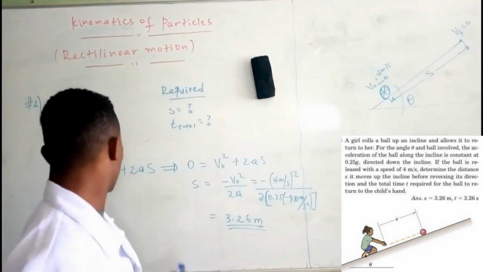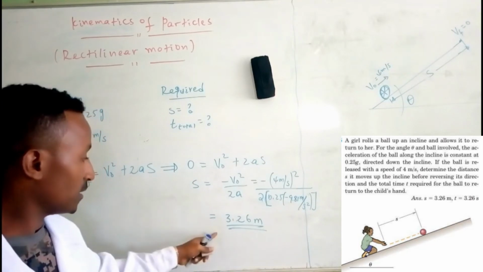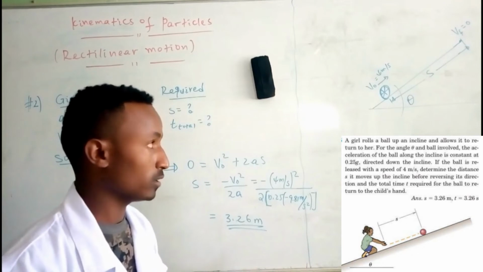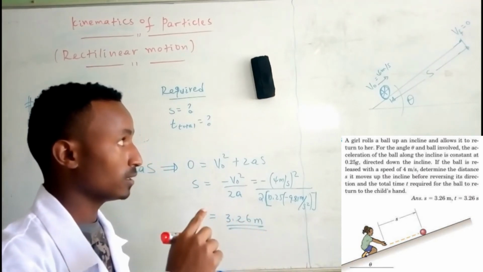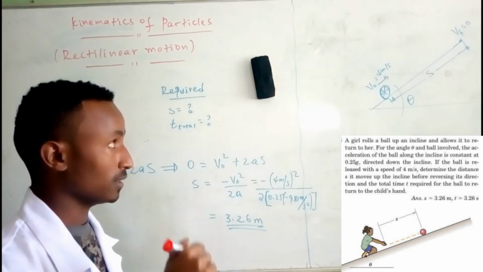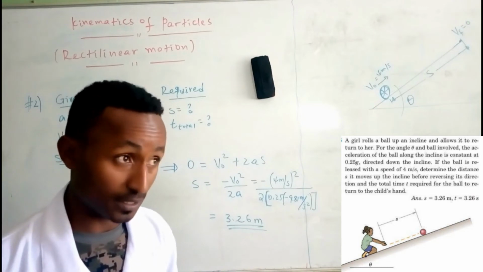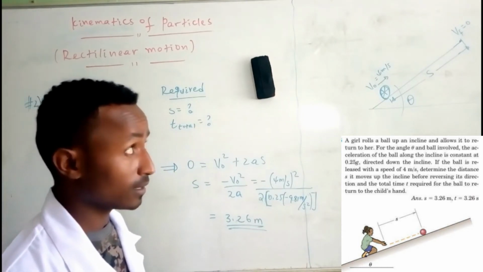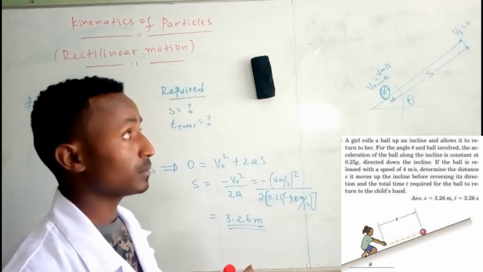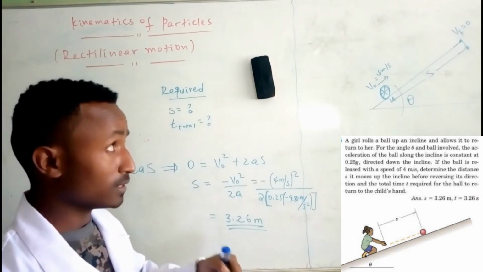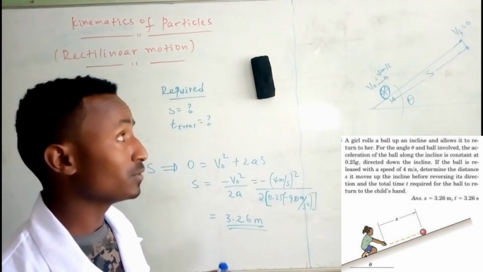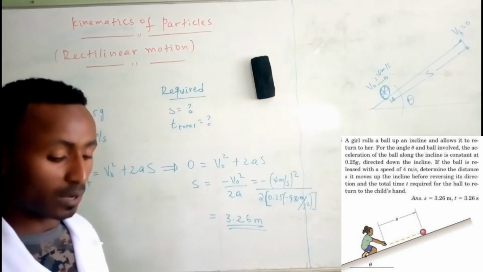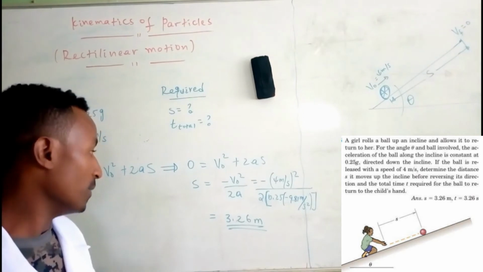So the distance is traveled with the initial velocity of 4 meters per second, and then it reverses backward.